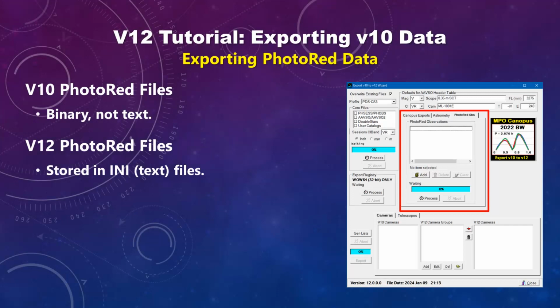The version 10 PhotoRed ARBS files were binary and contained all the necessary data to reconstruct the final results. They were much smaller than text files, but they were also not human-readable.